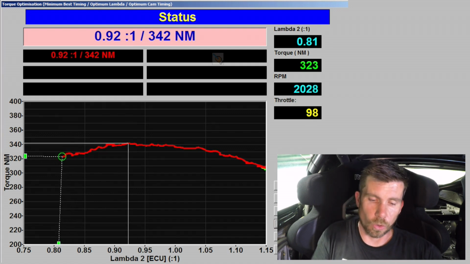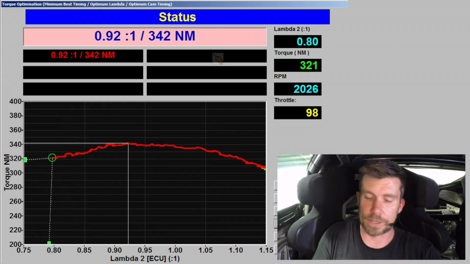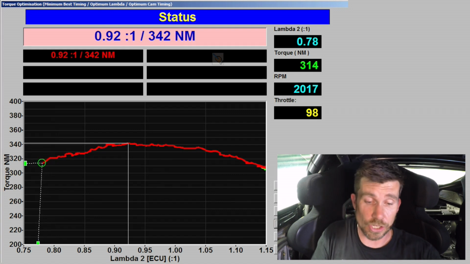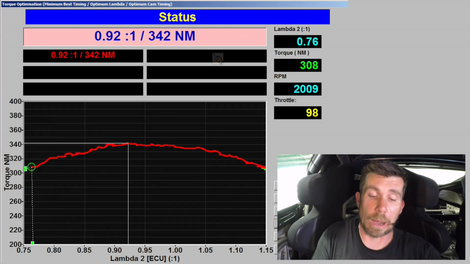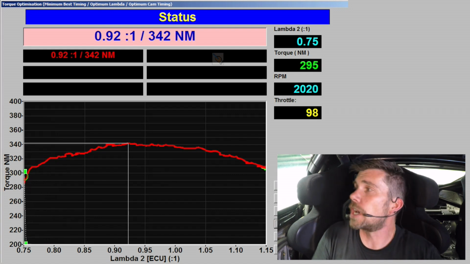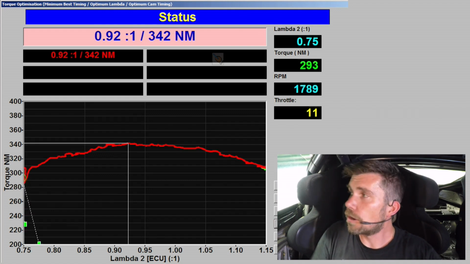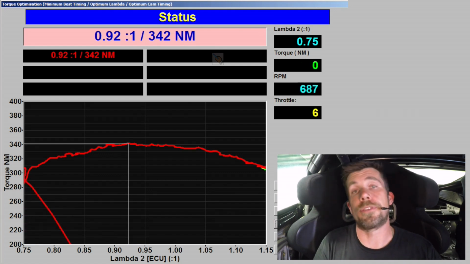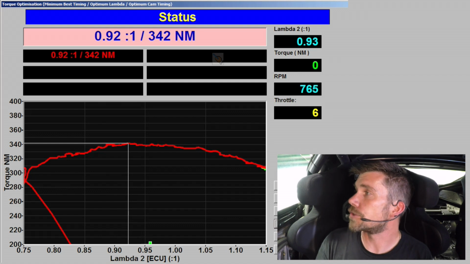And we're going to go all the way down to 0.75, which again for a naturally aspirated engine running on pump fuel like this is much richer than we'd likely run. Alright, our test's finished now, so I'll just back off the throttle and we can talk about those results.